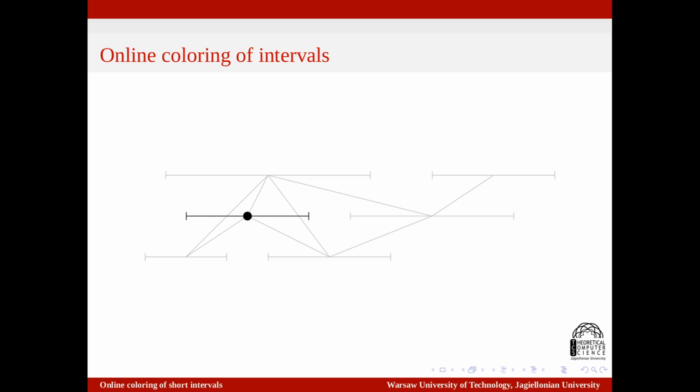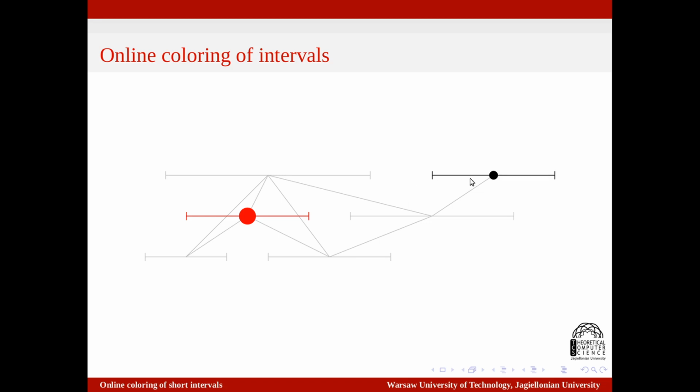Now we want to move this problem to the online setting. So an online algorithm does not have access to the whole input, and we will get information about intervals one by one. So say in the first round of this algorithm, we get information about this interval and we need to assign a color to it. So we just color it red because there is nothing else we can really do.